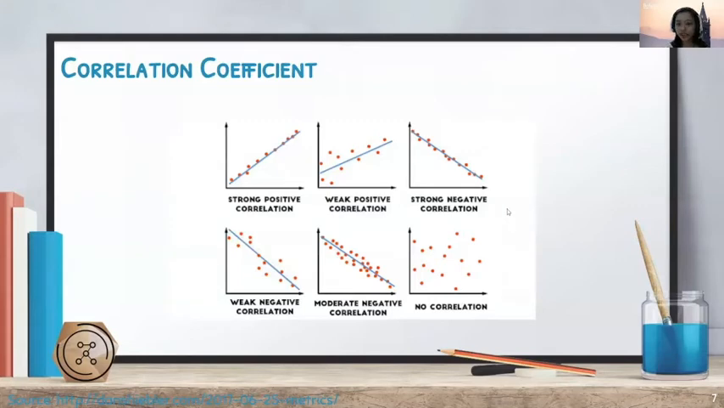Now let's go through correlation coefficient. Correlation coefficient is a measurement of how strong a linear relationship is between two variables. So the more linear the relationship is between two variables, like this and this, the stronger the correlation coefficient would be. We say that two variables have a positive correlation coefficient if an increase in one variable is associated with an increase in the other variable. On the other side, if there's a decrease in one variable and an increase in the other variable, we say that the correlation coefficient is negative.